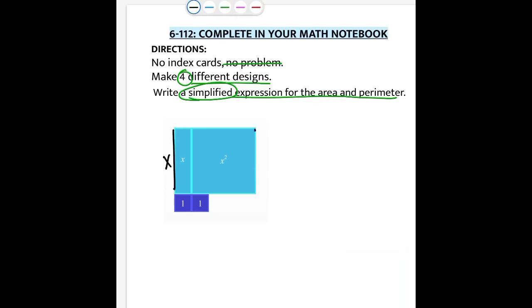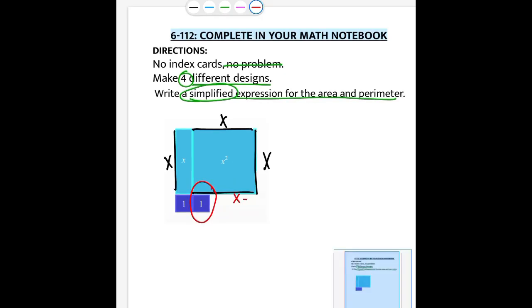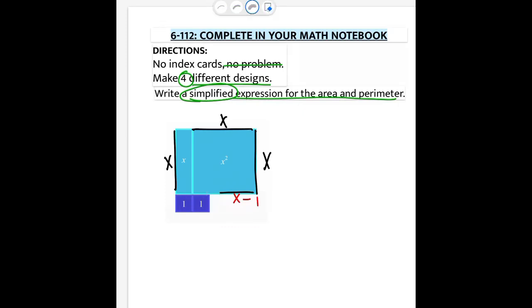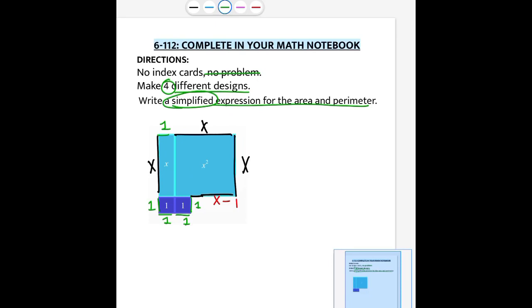So we have X, X, X. Some of you want to call this X as well, but pay close attention that 1 unit tile is actually in the way of it. So it's X minus 1. And then all these little ones right here, they're just size 1. 1, 1, and 1. And this last one up there.